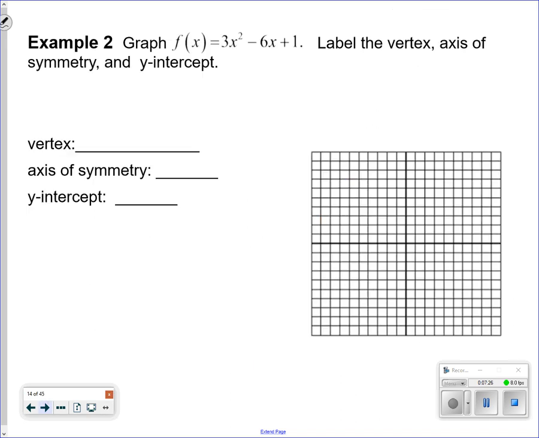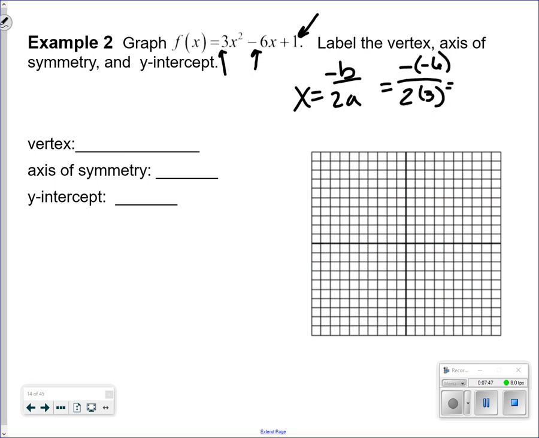All right, so here we go. It's in standard form. So I need x equals negative b over 2a. The a value is always the number in front of the squared term, the b value is always the linear term, and c is always the constant. So I have negative 6 over 2 times 3. So negative 6 is positive 6, over 6 would be 1. So the axis of symmetry is x equals 1. That means the vertex has an x value of 1.